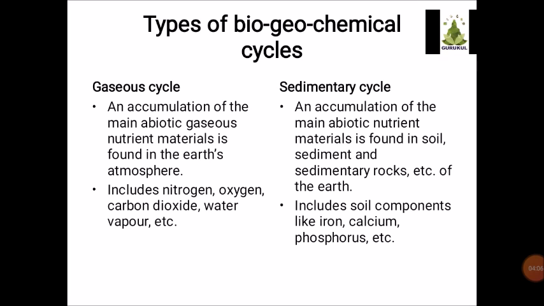the accumulation of main abiotic gaseous nutrient materials found in the Earth's atmosphere. Okay, so the gaseous cycle is mostly related to the gaseous nutrient material, whereas the sedimentary cycle is an accumulation of main abiotic component materials found in the soil, like sedimentary rocks, etc. Means the sedimentary cycle is related with the soil and the different components or different factors which are associated with the soil.